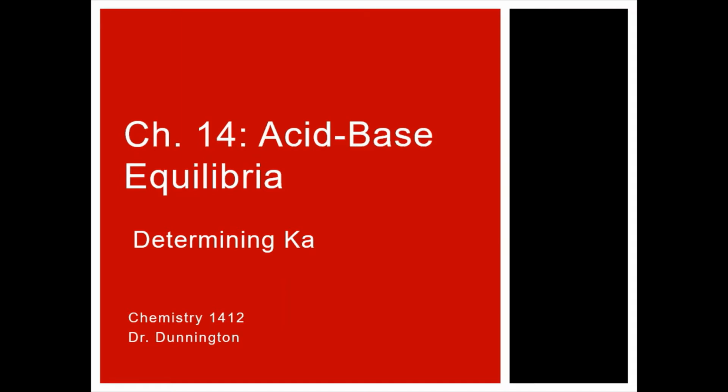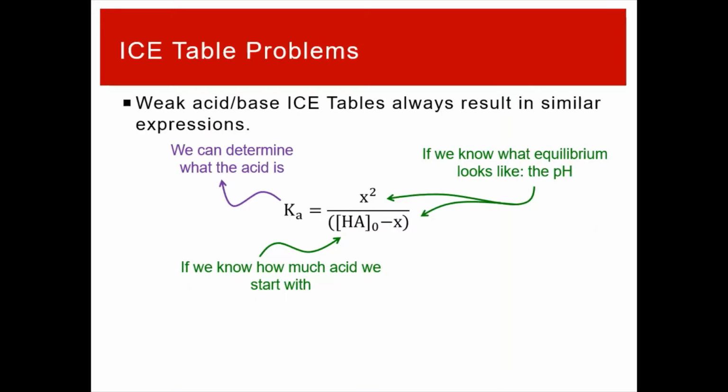I'm going to take these ideas that we've developed with this idea of solving for weak acid pH and apply it to the idea of solving for Ka, or determining what the Ka is of an acid. So when we get the ice table for a weak acid or a weak base reacting with water, we always end up with the same sort of algebraic expression, right?